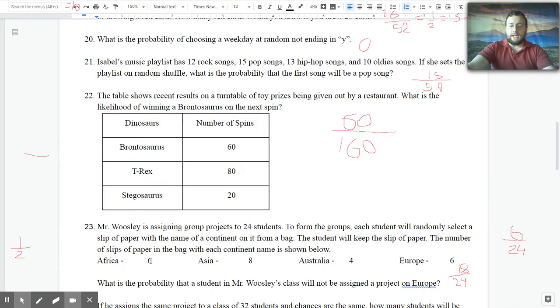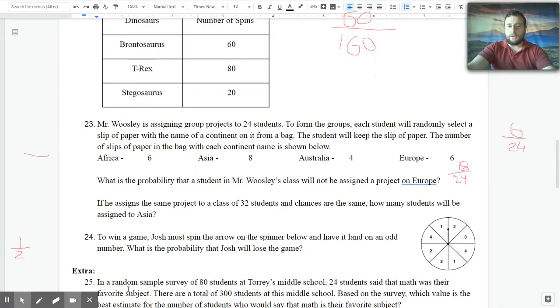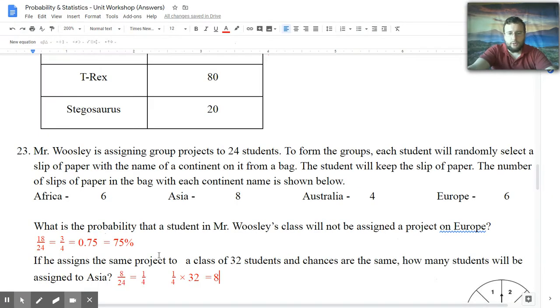Now, if you assigned this project to 32 students in a different class, how many students will be assigned to Asia? All right, so what you have to do to figure that out is first figure out the probability of getting Asia, and then multiply that times the number of events. All right, so we're going to have to do that. Let's see what we get when we do it. So the probability of picking Asia is 8 out of 24, which is the same thing as 1/4, right?